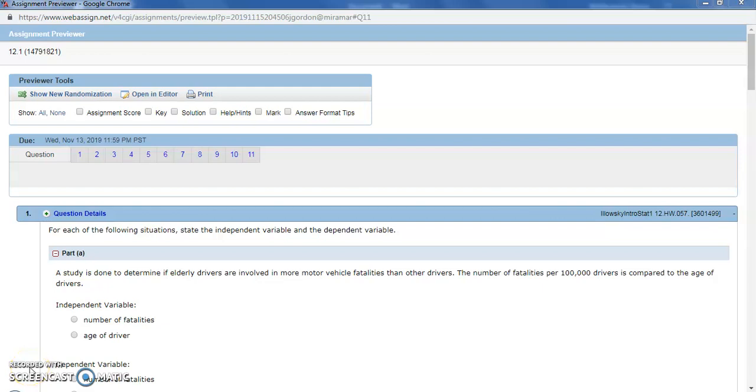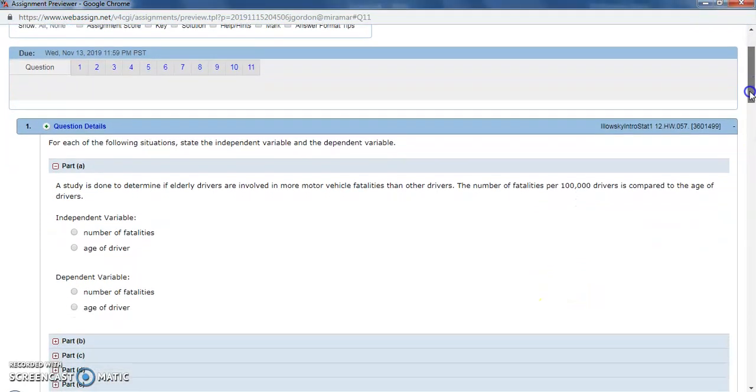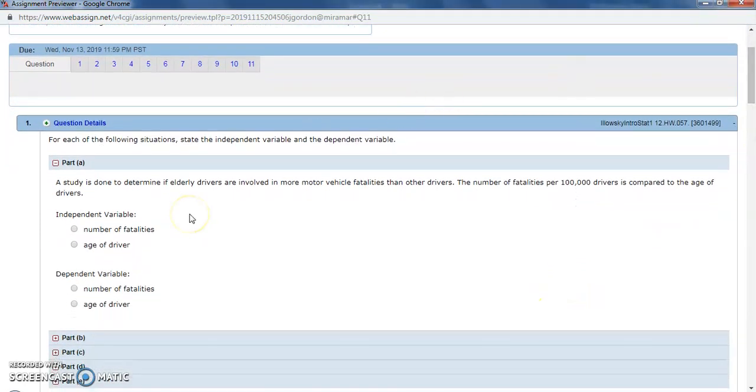A study is done to determine if elderly drivers are involved in more motor vehicle fatalities than other drivers. So you want to pick the independent and dependent variable. The independent is going to be the age of the driver, and dependent is the number of fatalities. So think about this. You want to determine, is the age of the driver determining the number of fatalities, or is the number of fatalities determining the age of the driver?